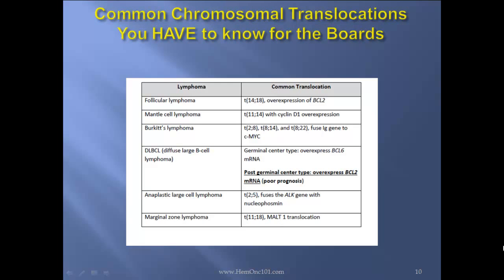Diffuse large B-cell lymphoma, the germinal center type overexpresses BCL6 mRNA, and the post-germinal center type overexpresses BCL2, which is a poor prognosis. Very important to know these two.